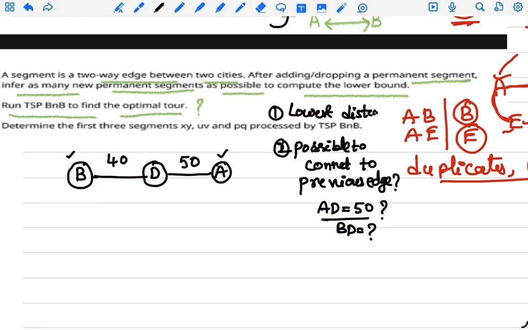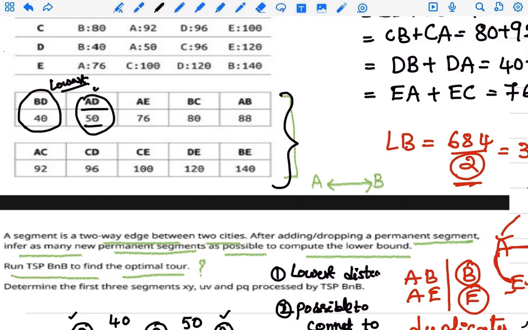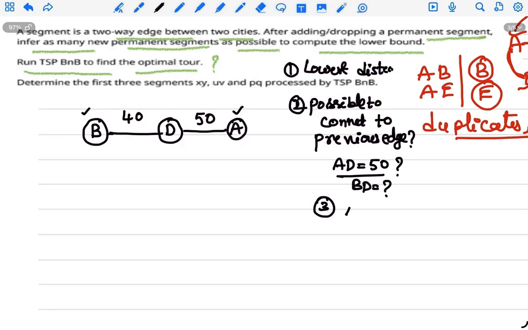So next, check the next edge. AD is also connected. Next, is it possible to connect AE with 76? So AE with distance 76. Is it possible to connect? Yes, we can connect, right? Yes, because A has only one edge and one node is connected. Node A has another edge, E, possible to connect. So you represent it with a different color. Okay. Yes, it is possible, with distance 76.